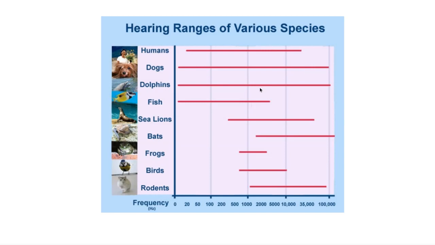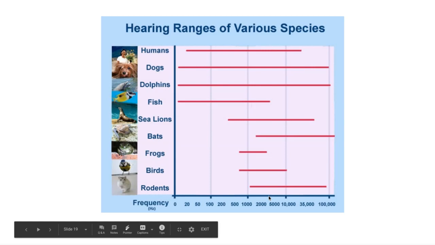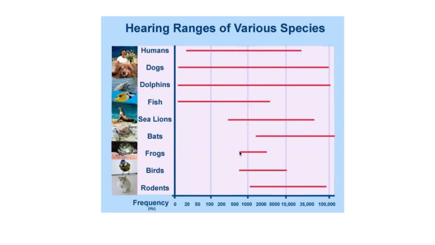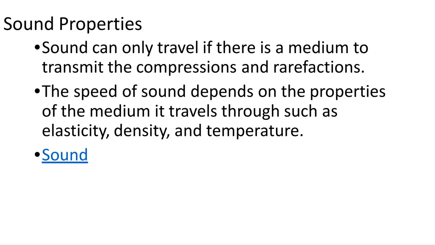Dolphins have the same range as dogs. Notice fish. Fish don't go above what? 4,000 hertz. Poor frogs, they can't hear anything. So you could probably sneak up on a frog if you were quiet enough. Same with, well, I would say the same for a bird, but I can't sneak up on a bird to save my life. But you can go look up different hearing ranges for various species. But I thought this was interesting and fun too.